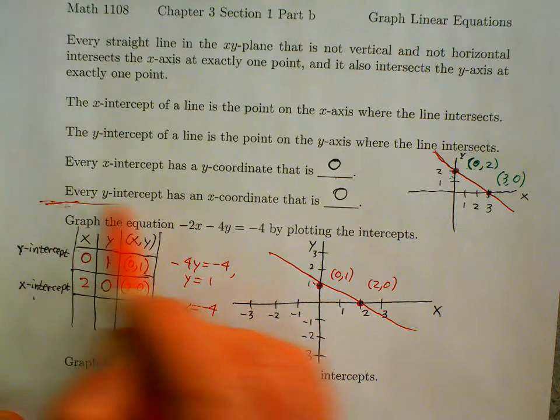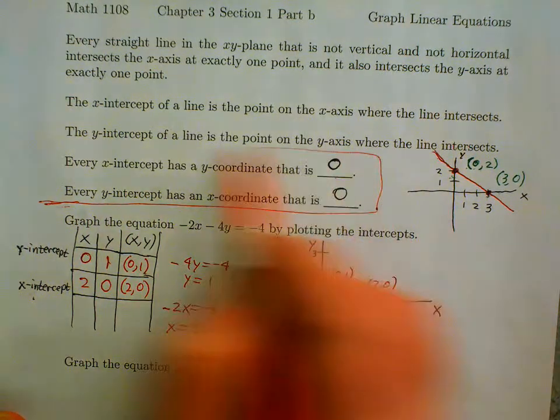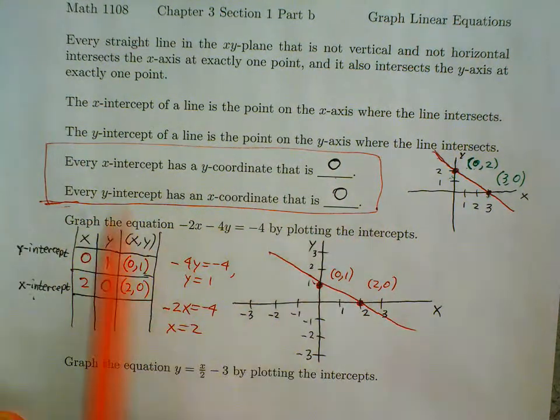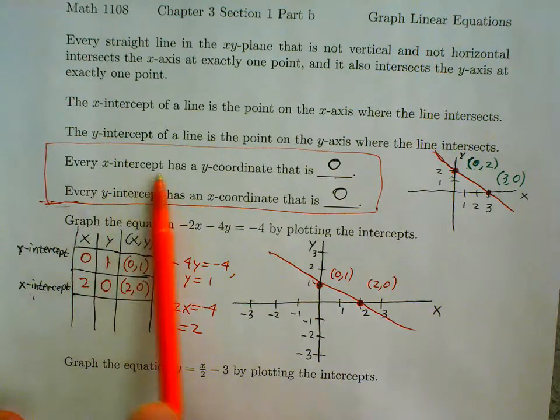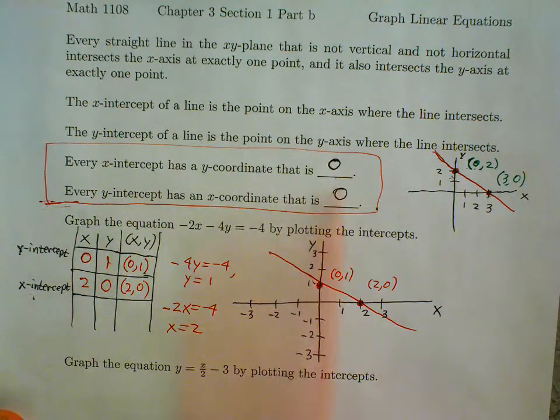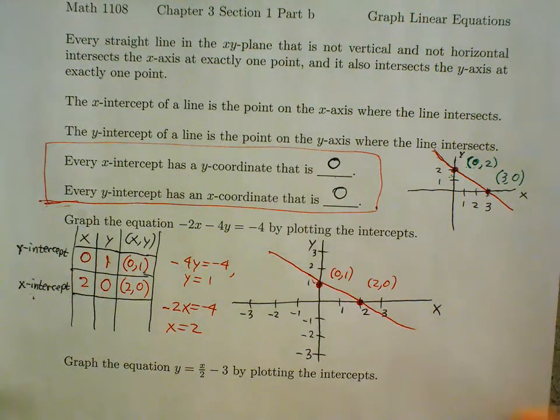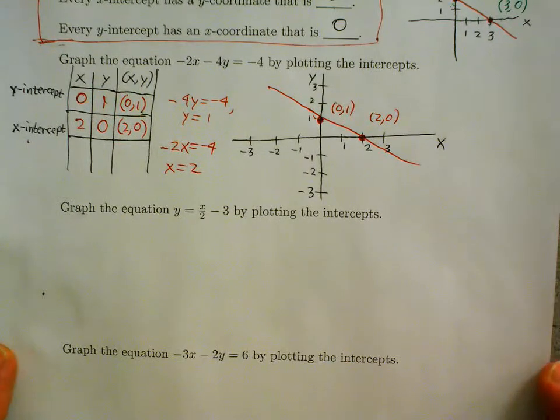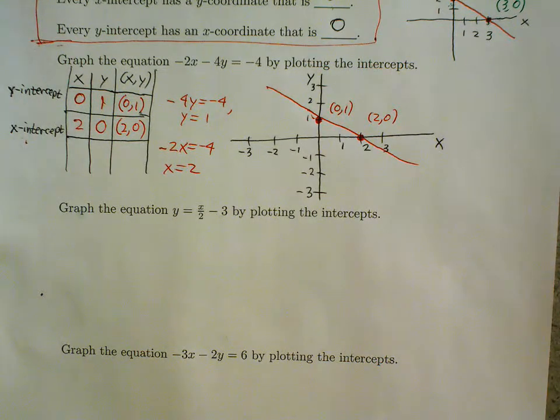So know this by heart. Every x-intercept has a y coordinate that is 0. Every y-intercept has an x coordinate that is 0. Okay, let's try it again. Graph the equation y equals x divided by 2 minus 3 by plotting the intercepts.